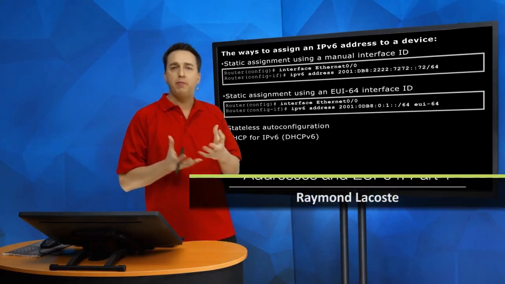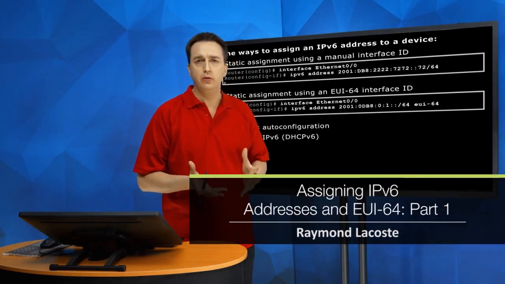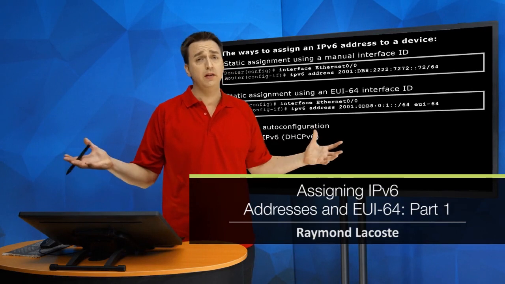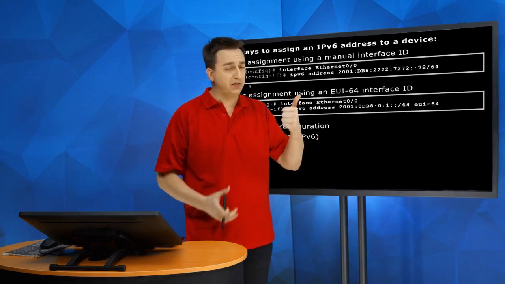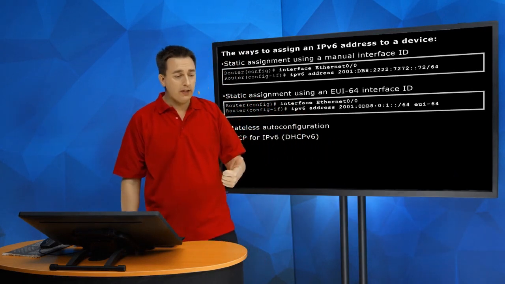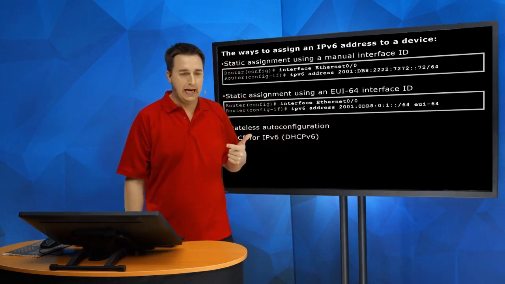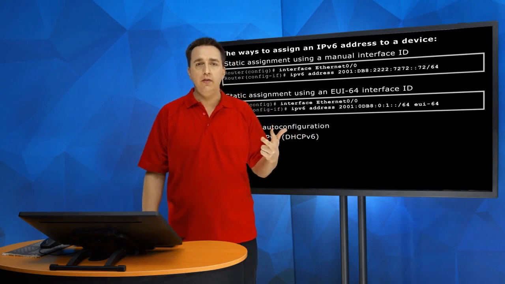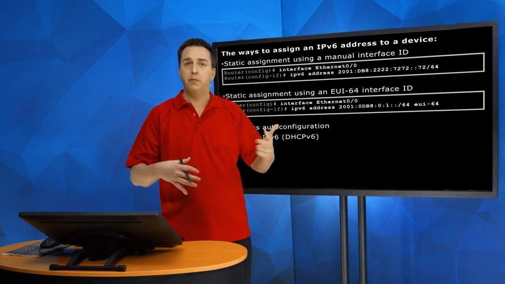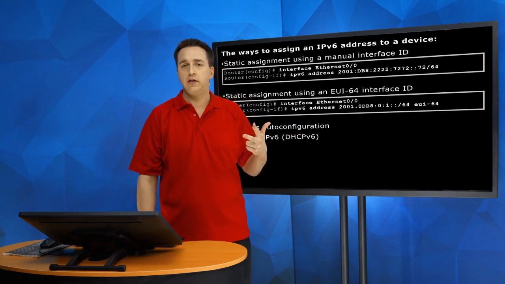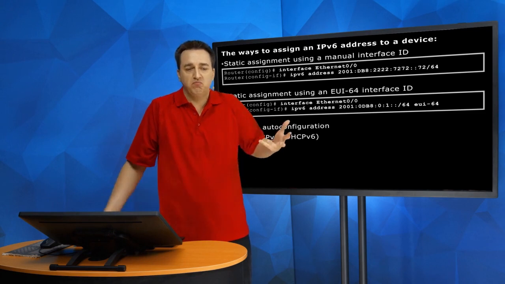How do you assign IPv6 addresses to our devices? Well, it depends on the device. We can assign addresses statically. We can assign addresses automatically. We can assign addresses dynamically. And then within those, we can allow some automation to happen as well. And depending on the device, will determine what is the better way to do it.